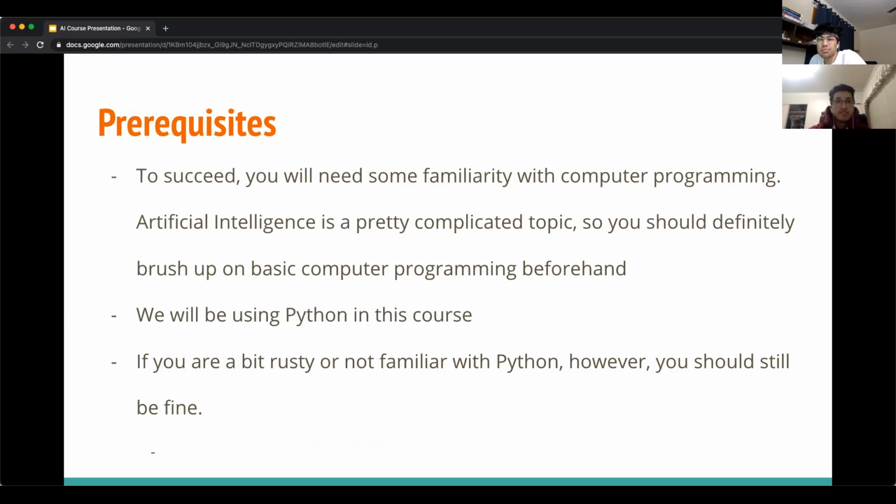All right, so to succeed, you're probably going to need some familiarity with computer programming. Artificial intelligence is a very advanced topic, so we would definitely recommend brushing up on basic computer programming. We're going to be using Python in this course. If you're a bit rusty with Python or not familiar with it, you should still be fine as long as you have a basic grasp of the principles of computer programming.